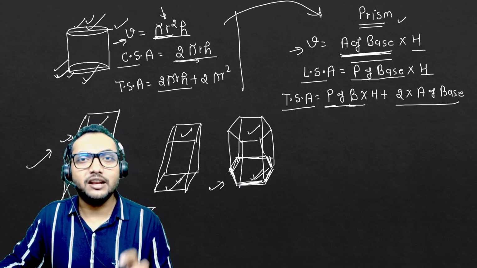So the area of one equilateral triangle is actually what? It is root 3 by 4 a square. So if we are having 6 equilateral triangles, that means it is going to be 6 root 3 by 4 a square, right? So that is why now here it will be 2 multiplied by 6 root 3 by 4 a square.